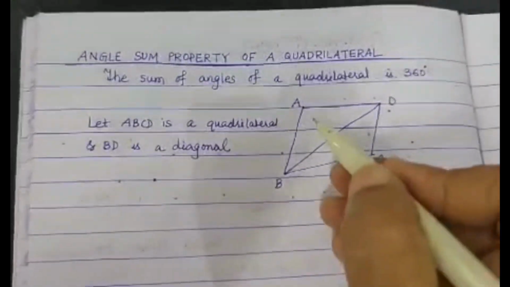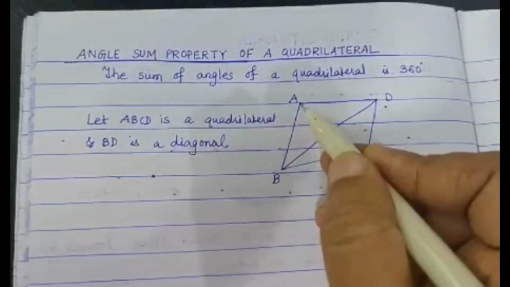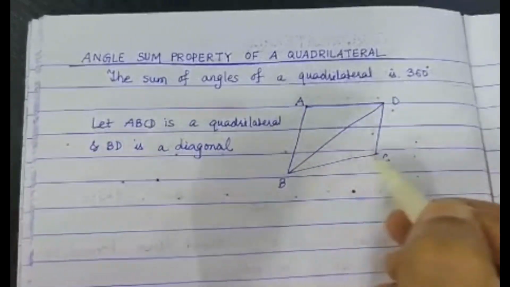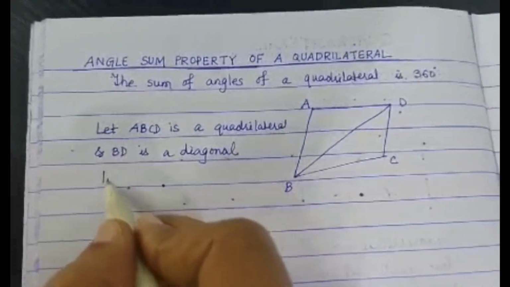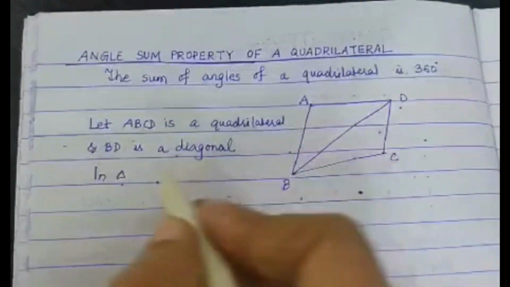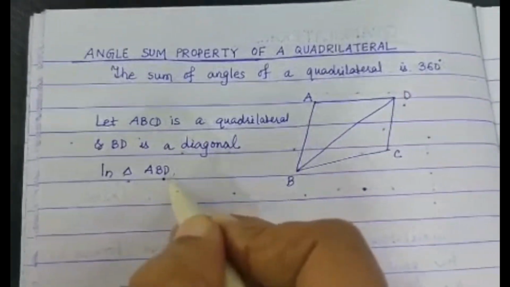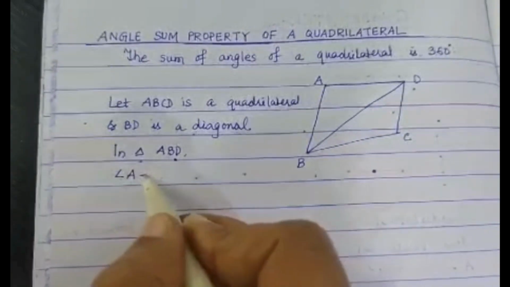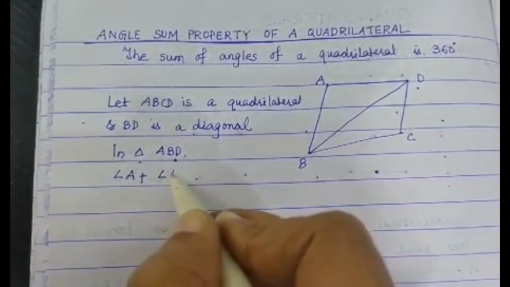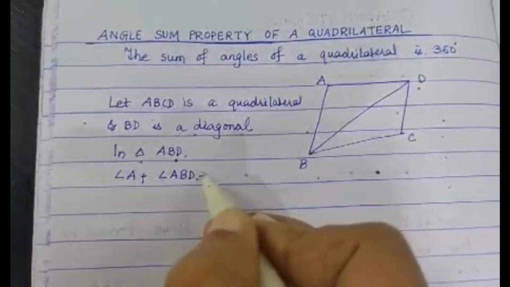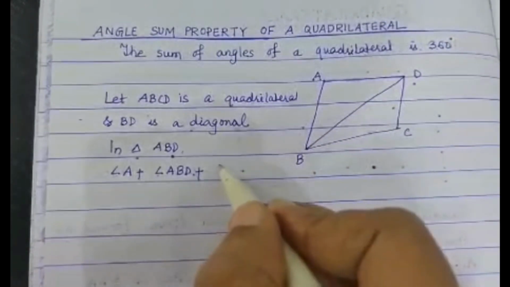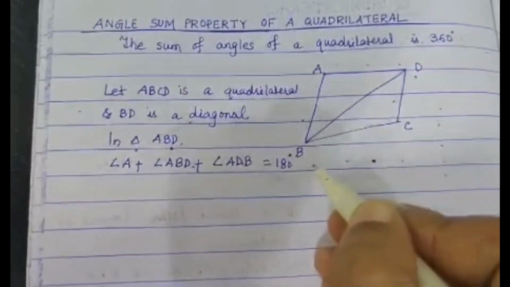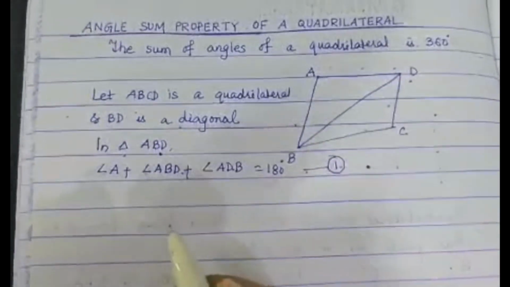Now we know that the sum of the angles of a triangle is 180 degrees. Here there are two triangles, ABD and BCD. In triangle ABD, this angle A plus this angle ABD, and plus this angle ADB, is equal to 180 degrees. Let us suppose this is the first equation.